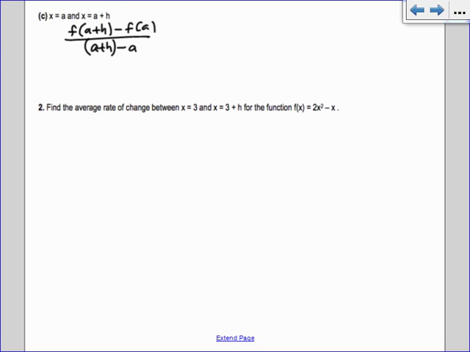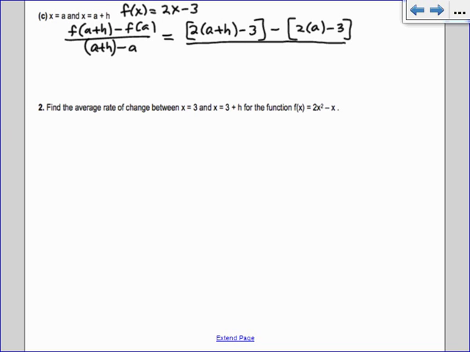So our function was f of x equals 2x minus 3, right? Yeah, 2x minus 3. So when we plug in a plus h to the function, we have 2 times a plus h minus 3. That's the first bit. That's f of a plus h. Minus f of a is going to be 2 times a minus 3. And it's all over a plus h minus a, which becomes h.